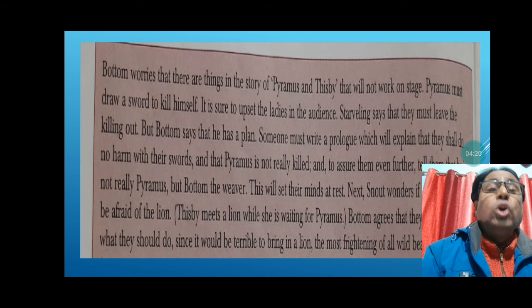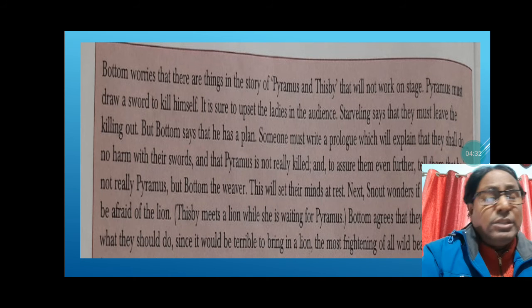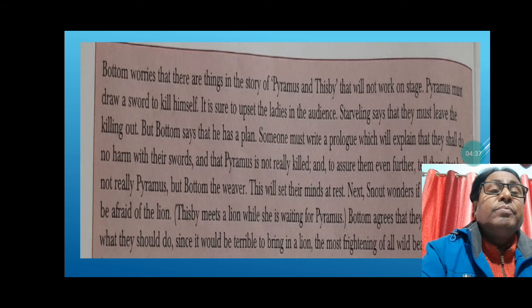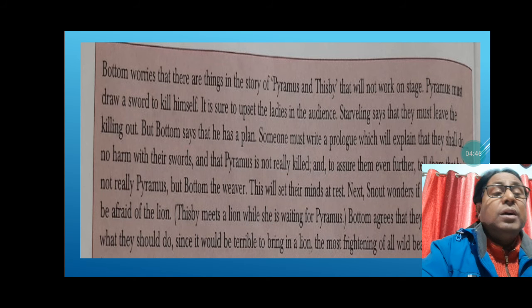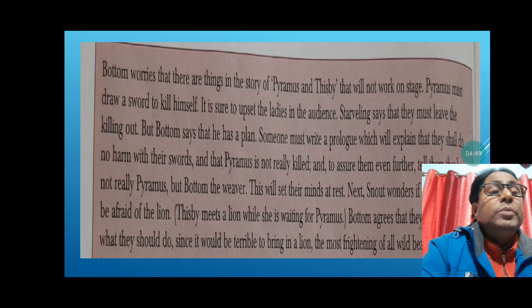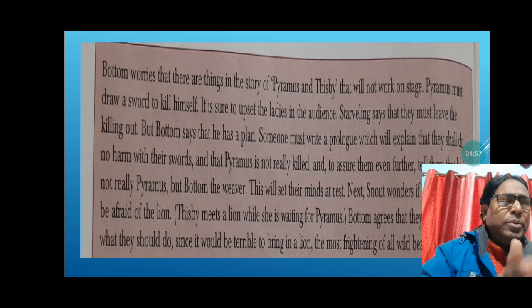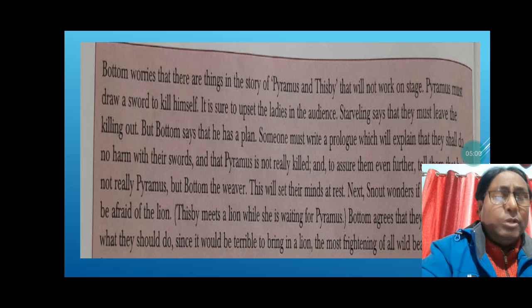Pyramus must draw a sword. That was the part of that story. Pyramus must draw a sword to kill himself. It is sure to upset the ladies. The ladies, who were the audience there, could not tolerate what they had seen. So it was sure to upset the ladies in the audience. Starveling, the other character of the play, says that they must leave the killing out. This part of the rehearsal of killing should be removed from that play. That would be better.